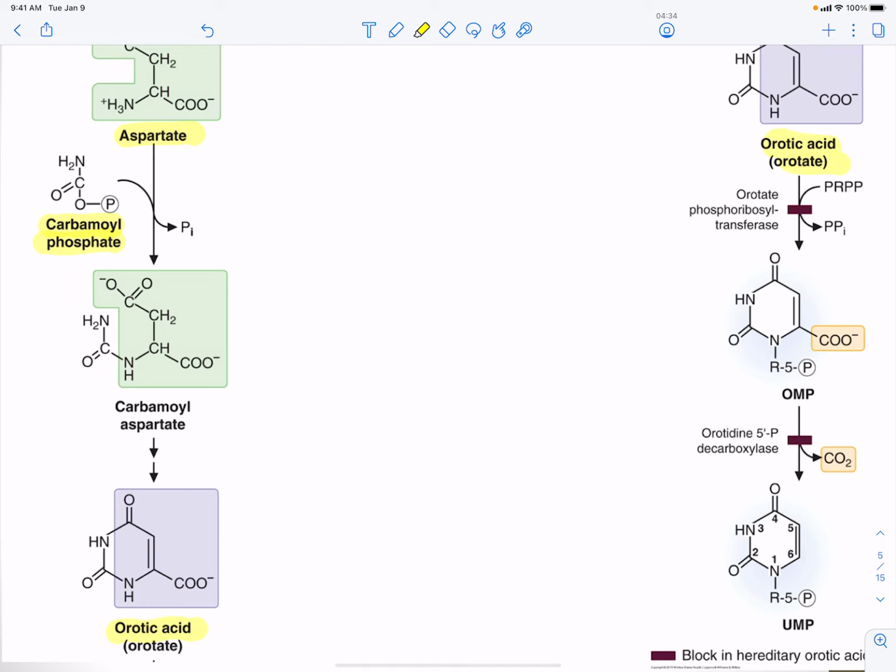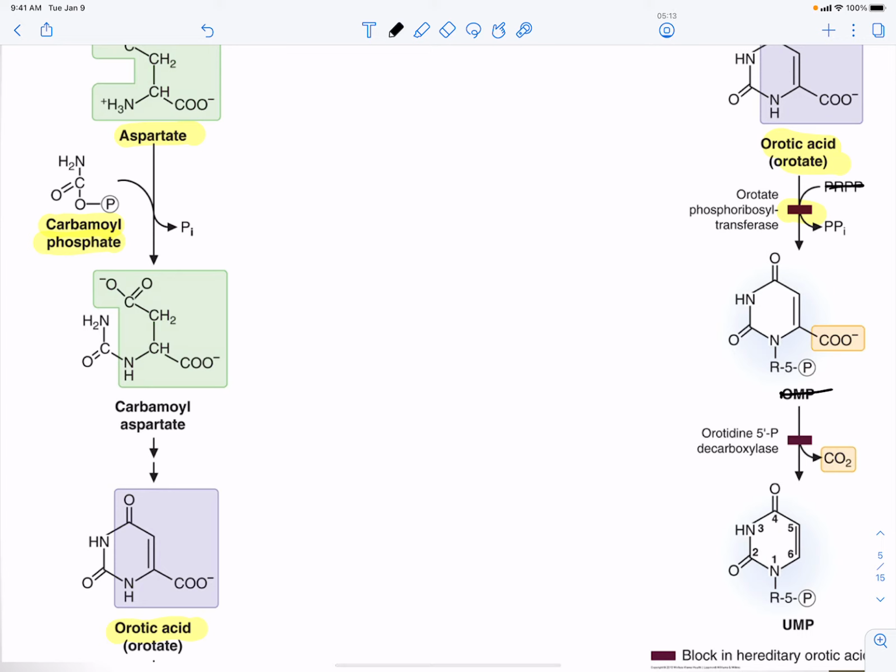Now, orotic acid shown here has a step catalyzed by your orotate phosphoribosyl transferase. And this is an important enzyme because there are deficiencies associated with this enzyme, as shown by this line here. Oops, wrong one. And so the orotate phosphoribosyl transferase transfers the ribose 5-phosphate from the PRPP, which is that activated ribose, to orotate. And this is what's going to make OMP.